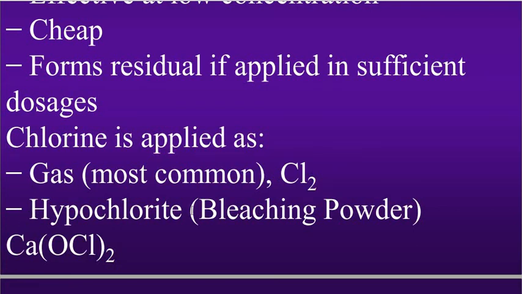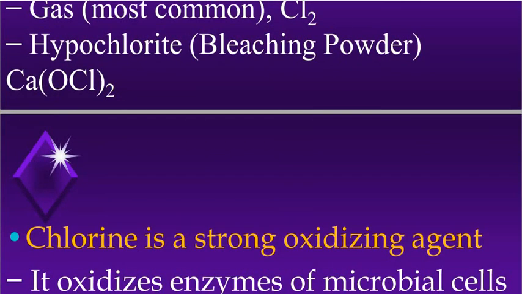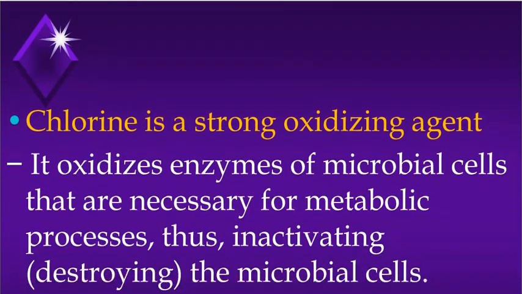Similarly, hypochlorite, that is the bleaching powder, is generally used in rural areas. Its chemical composition is CaOCl2. Bleaching powder is known as hypochlorite in the chemistry world, and it is generally used in rural areas for disinfection purposes.